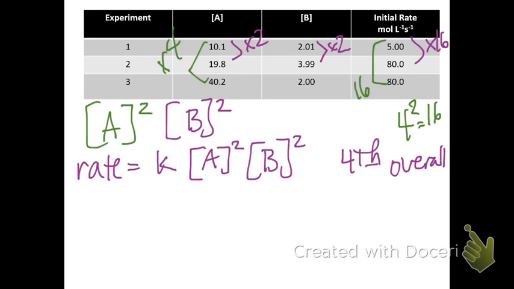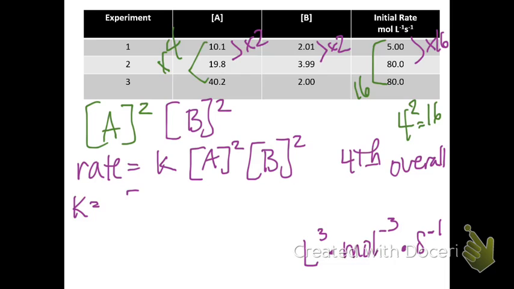Okay? So once I see that it's fourth order overall, I would automatically go put my units down, because I know how to do that: it's always going to be one less than the order. So I know my units are ultimately going to be liters to the third times mole to the negative third times second to the minus 1. Okay? So now I'm going to figure out my K value.